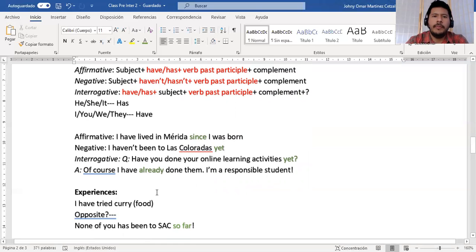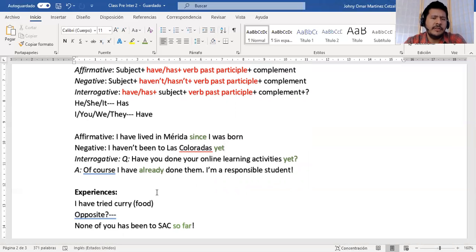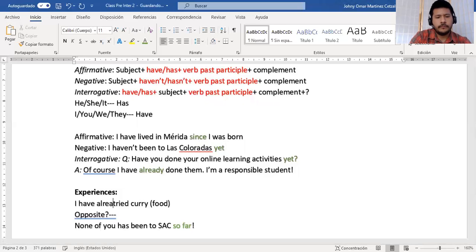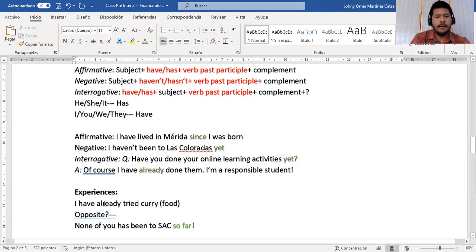Normally, we use present perfect to talk about experiences, okay? For example, I have tried curry. It's the name of food, okay, Indian food. Also in Japan, they eat it a lot. So I have tried curry. I have eaten curry. It's an experience. I have already done that. You can include, sorry, you can include I have already. You can include it here.